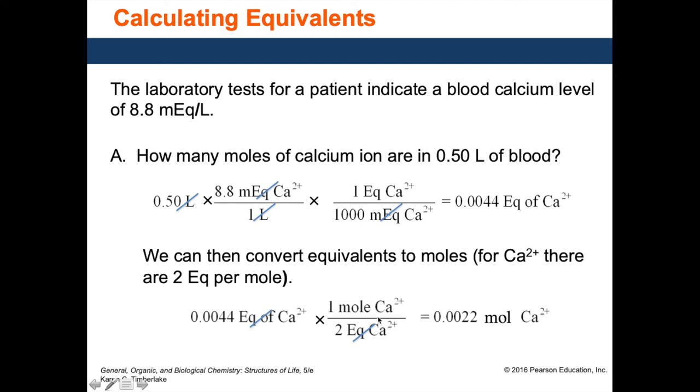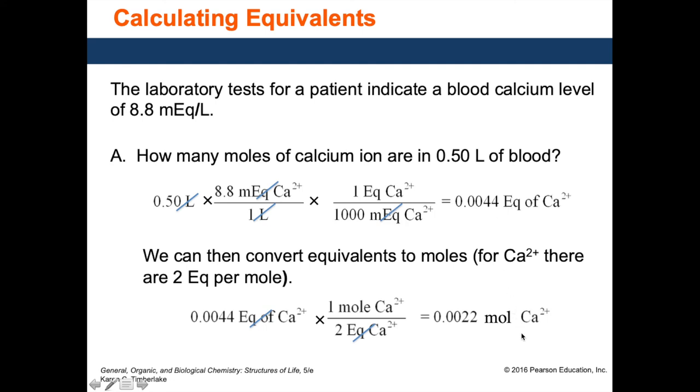Okay, because remember that equivalents per mole is based on that charge, right? So there's 2 equivalents for every 1 mole of calcium. So if we divide by 2, the equivalents cancel out, and that tells us the number of moles we have, and we have 0.0022 moles of calcium ions, which is half the number of equivalents.